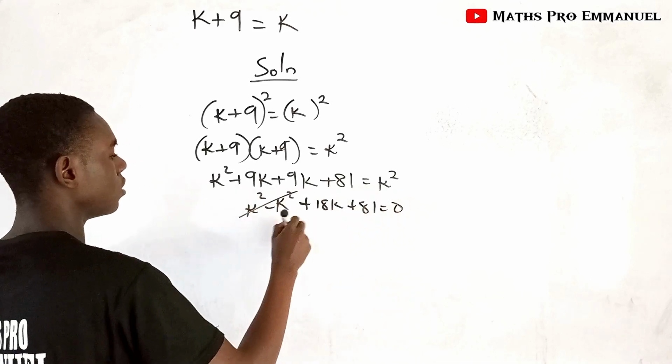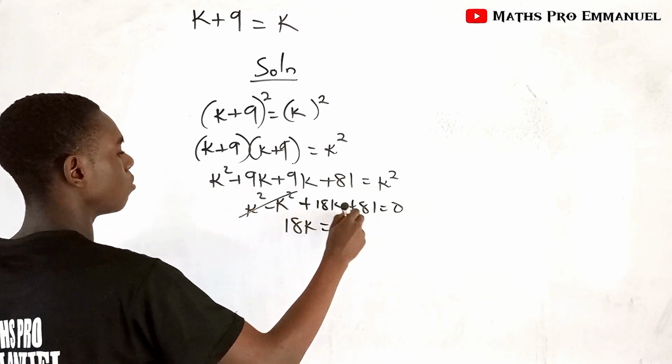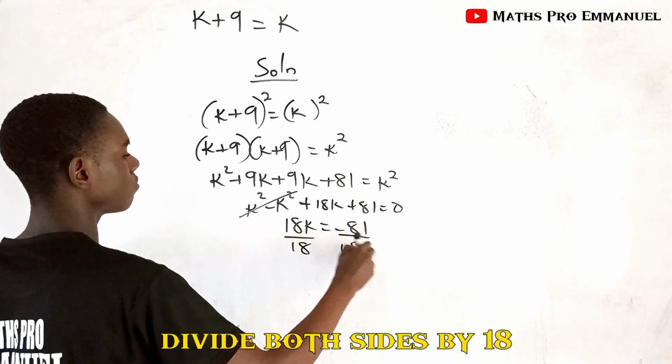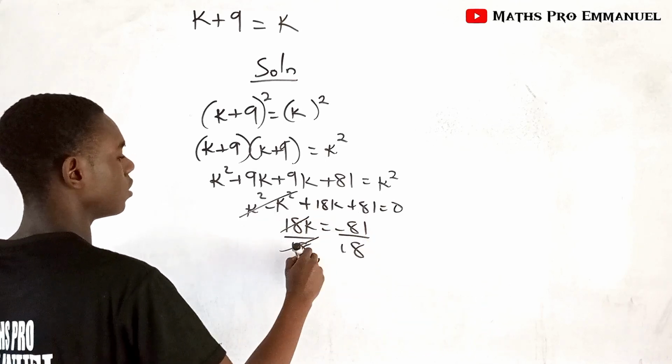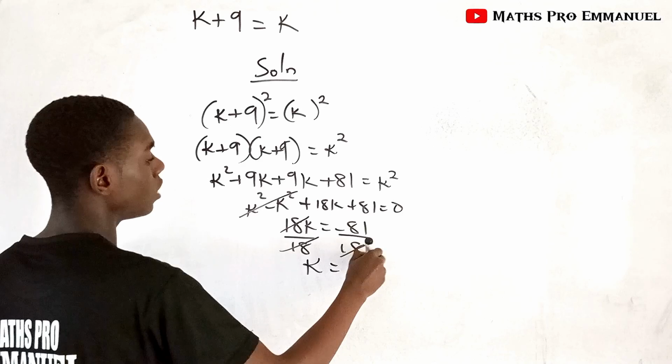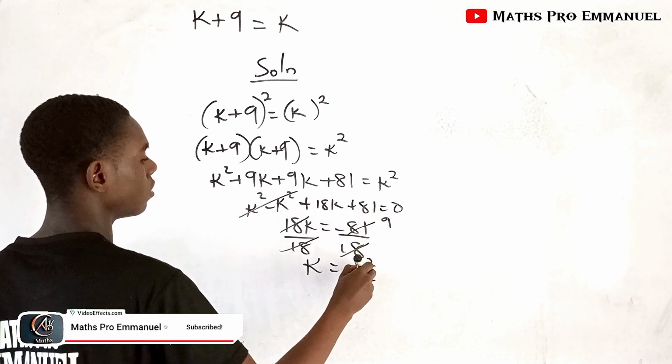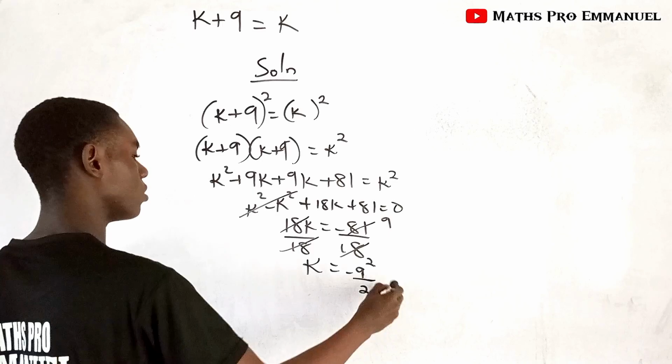Now 18k will be equal to minus 81. So now I can divide both sides by 18. This cancels this, and then k will be equal to, now 18 goes here 2 times, and 81 goes here 9 times, so minus 9 over 2.